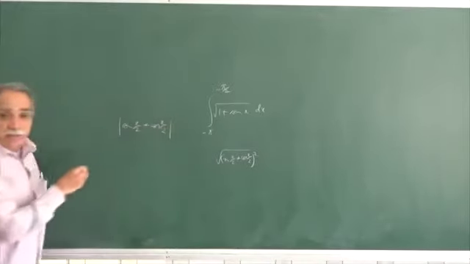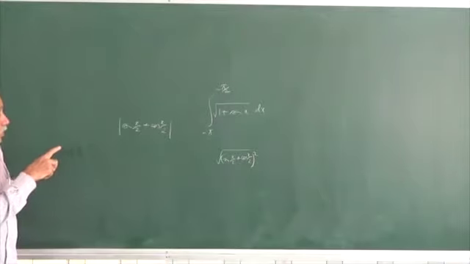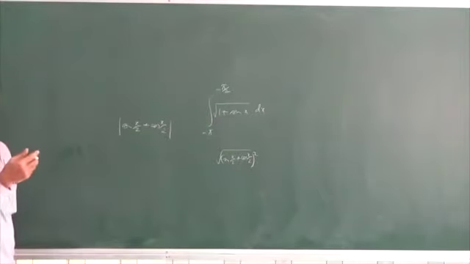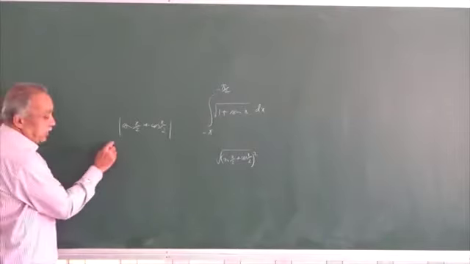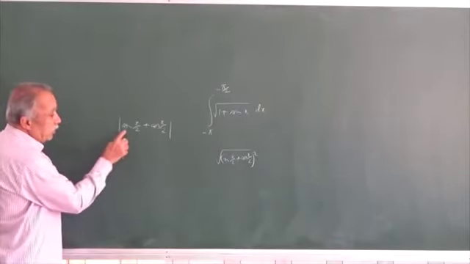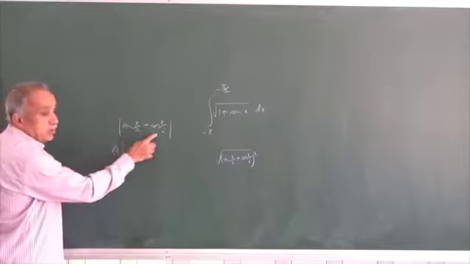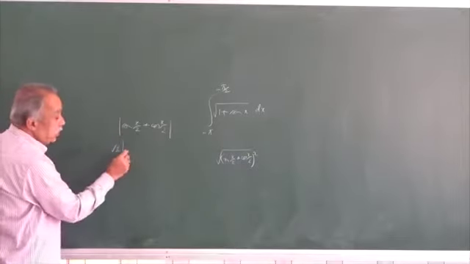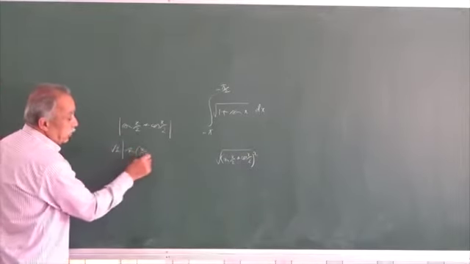Now I need to determine what is the actual magnitude of this, whether it is sin x by 2 plus cos x by 2 or its negative. An easy approach would have been to write this as root 2 into mod of (1 by root 2 sin x by 2 plus 1 by root 2 cos x by 2), which is sin of (x by 2 plus pi by 4).